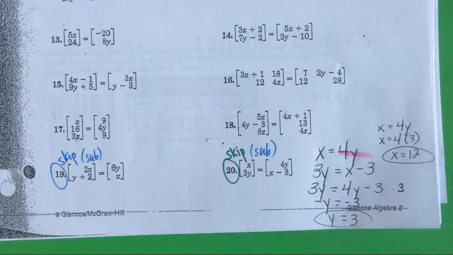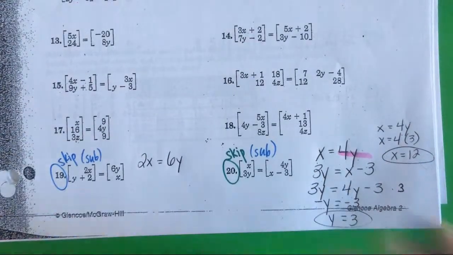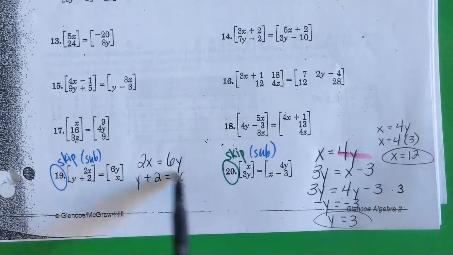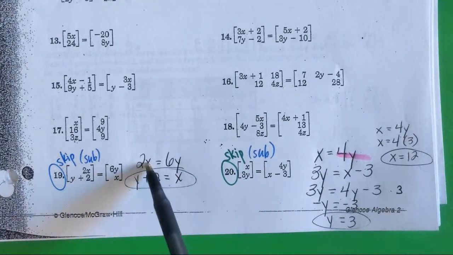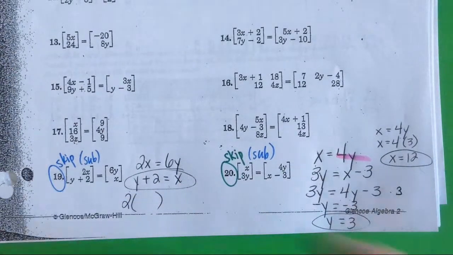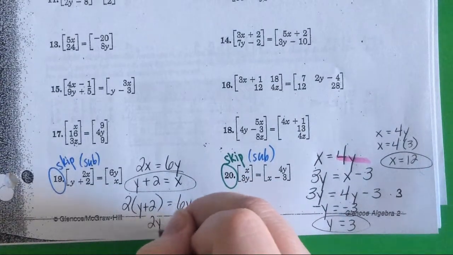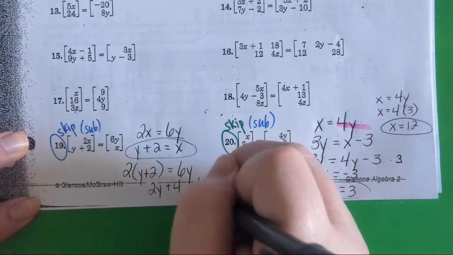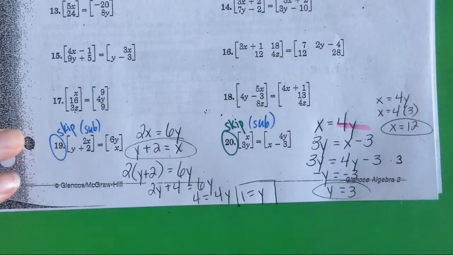Okay, we could use that same principle with 19. So the top equation is 2x equals 6y. The bottom equation is y plus 2 equals x. Well, don't I have it set up perfectly for substitution with the second equation? If x is y plus 2, everywhere in the top equation I see x, I'm going to put y plus 2. So instead of 2x, I've got 2 times y plus 2 equals 6y. So 2y plus 4 equals 6y. 4 equals 4y. So y ends up equaling 1. And you can plug it back in.